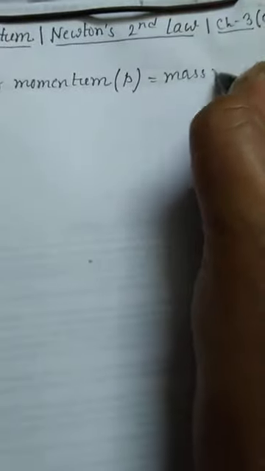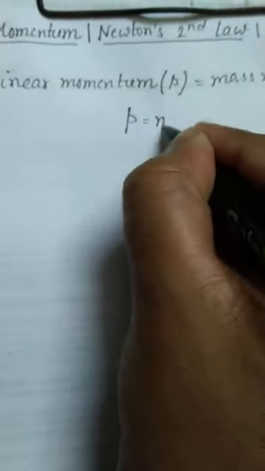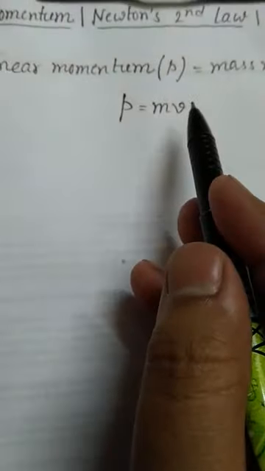Do you know what momentum is? Linear momentum is denoted by a small letter p, and it is equal to the product of mass and velocity. So how do we define linear momentum? The linear momentum of a body is the product of its mass and its velocity. So we can write p equals mass times velocity, where m is the mass and v is the velocity.